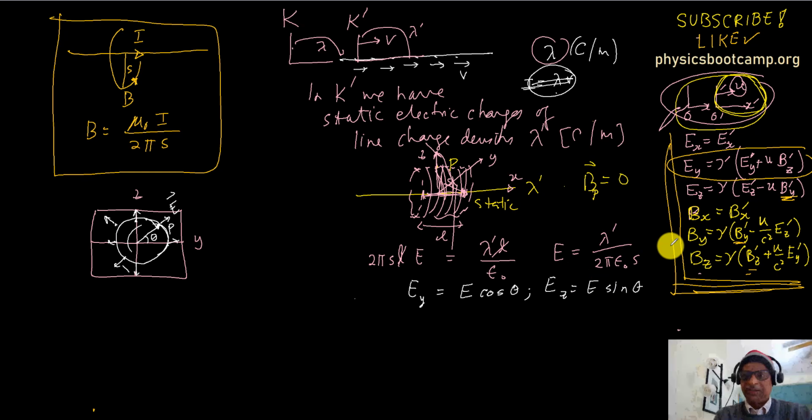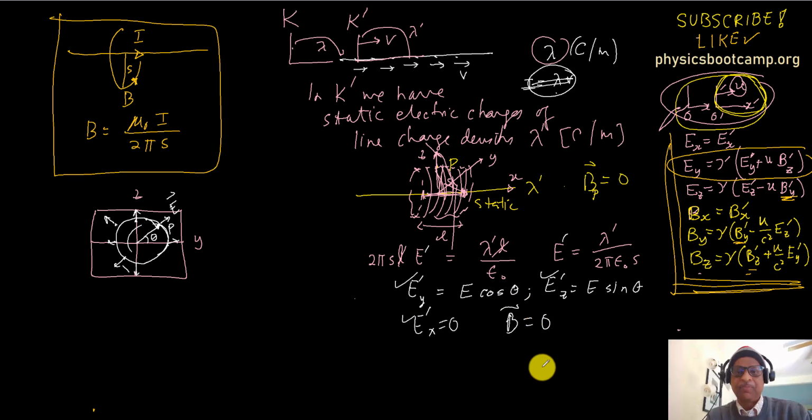Now we have Ey and Ez. Of course, Ex is 0. These are primes, in the prime frame. And all the B primes are 0. So we want to get E's and B's by using the transformation. All right, I'm going to do that.